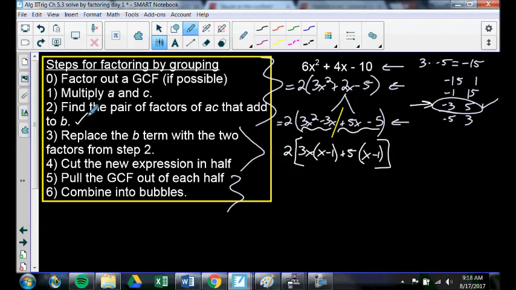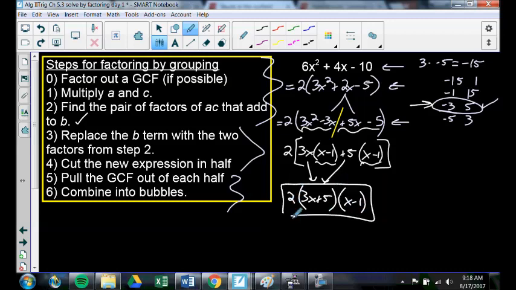But now since these two bubbles are the same, the stuff in front of them combines to another bubble. So I'm going to have 3x plus 5 times x minus 1 with the 2 out in front. I have now factored. That is factoring by grouping.